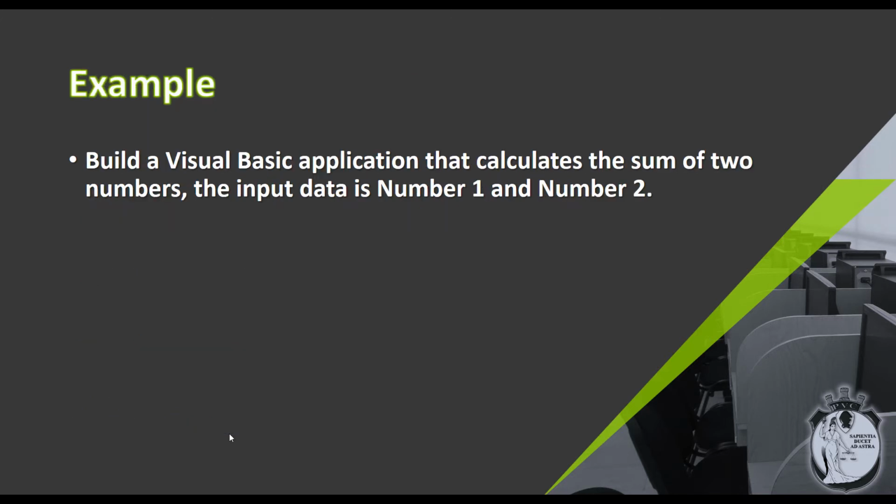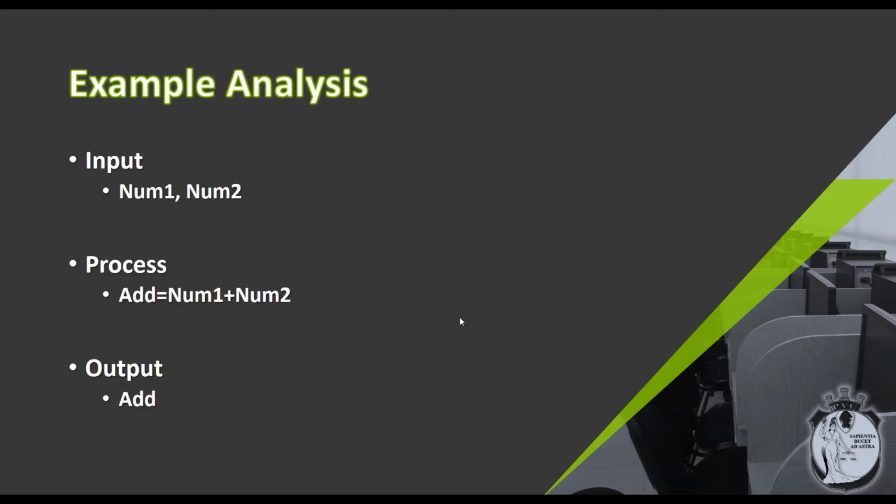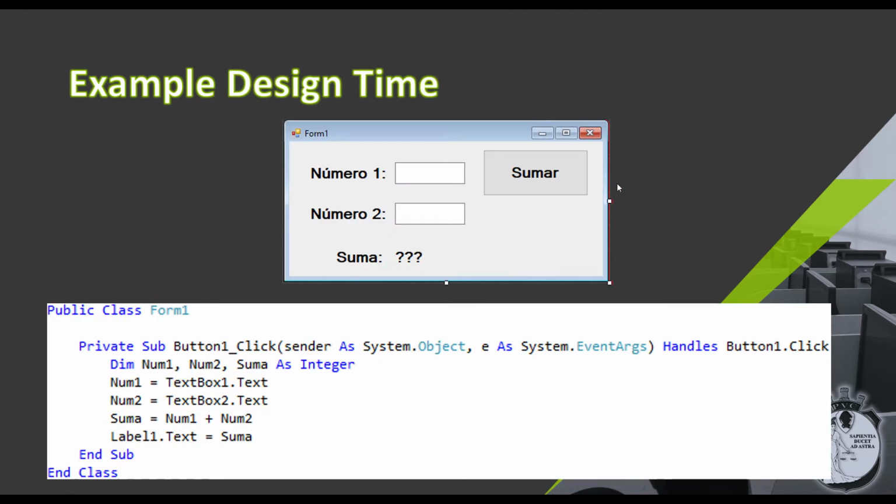This is the first example. Build a Visual Basic application that calculates the sum of two numbers. The input data is number 1 and number 2. This is the analysis. The input is number 1 and number 2. For the process, remember you need to calculate the addition, store that result in a variable, and show that result by the output. This is the structure of our program.